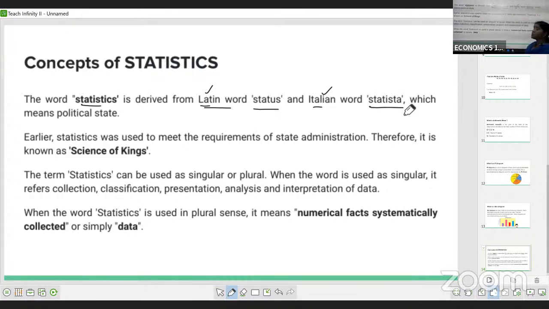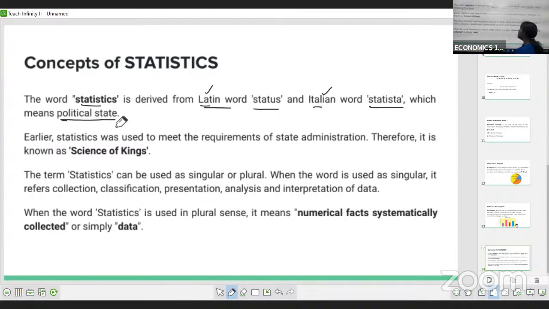And what is its meaning? The meaning of statistics is the political state. So statistics is derived from two words: status, a Latin word, and statista, an Italian word. The meaning of this is the political state.